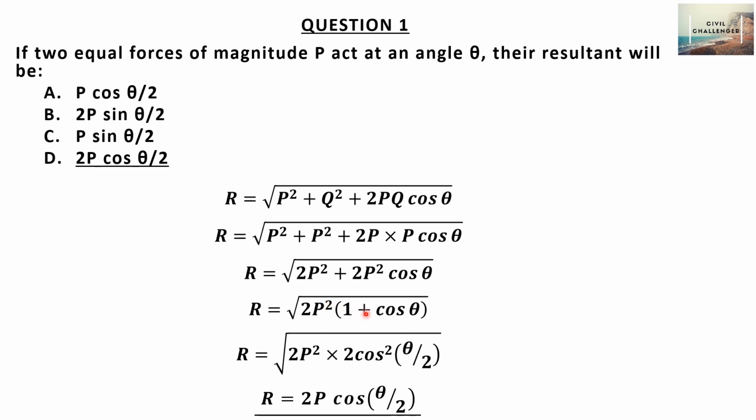1 plus cos theta is equal to 2 cos squared theta by 2. It's a trigonometric relation. So we'll get R is equal to square root of 2P square into 2 cos squared theta by 2. And simplifying, we'll get the answer as R is equal to 2P cos theta by 2. Therefore, the correct answer is option D. If two equal forces of magnitude P act at an angle theta, the resultant will be 2P cos theta by 2.